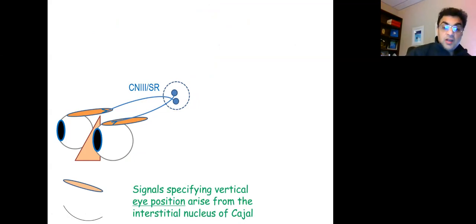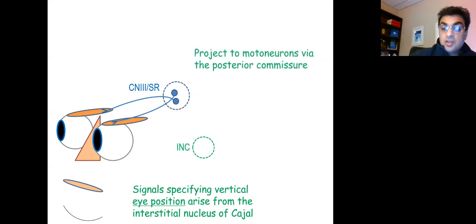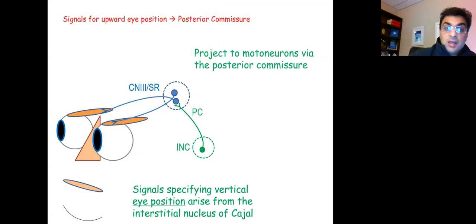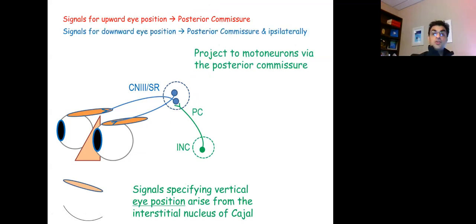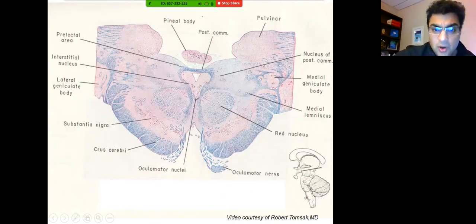Signals specifying vertical eye position arise from the interstitial nucleus of Cajal. It projects to motor neurons via the posterior commissure, and signal for upward eye position goes through the posterior commissure, and downward eye position goes ipsilaterally. So here is the important thing. Here is your interstitial nucleus of Cajal. That gives input via this posterior commissure for upward eye movement, and it gives input to the oculomotor nuclei for the downward eye movement.